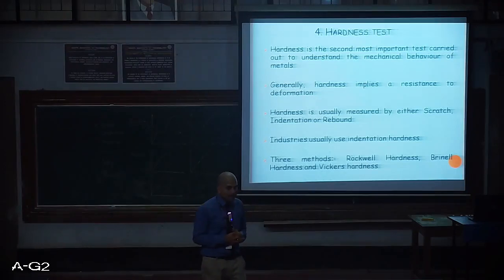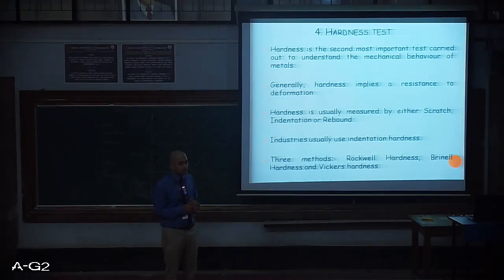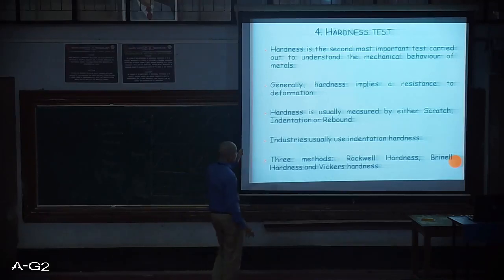So hardness test is like this. Hardness is the second most important test that is done in the lab to evaluate the property of material. Hardness is defined as the resistance of the material against plastic deformation. Hardness is usually measured by either scratch, indentation or rebound. There are different ways by which you can find out the hardness of the material. For example, you bring one more material and rub it against this material. The material on which the scratch appears will have lower hardness.